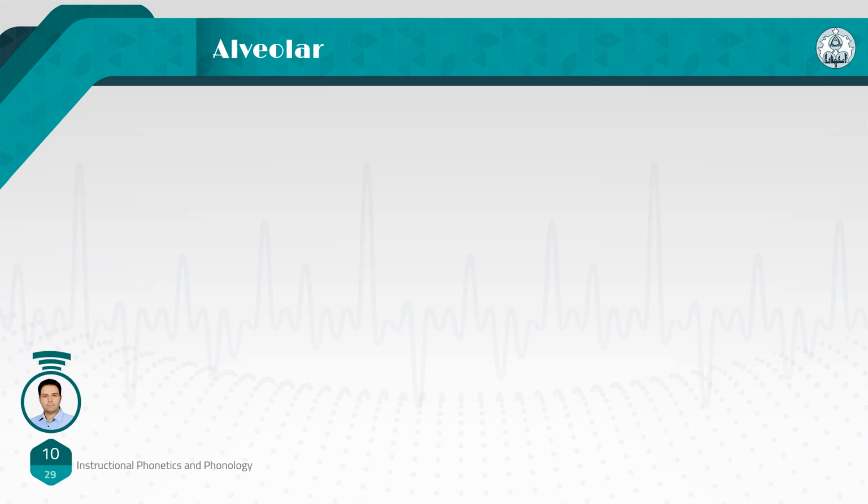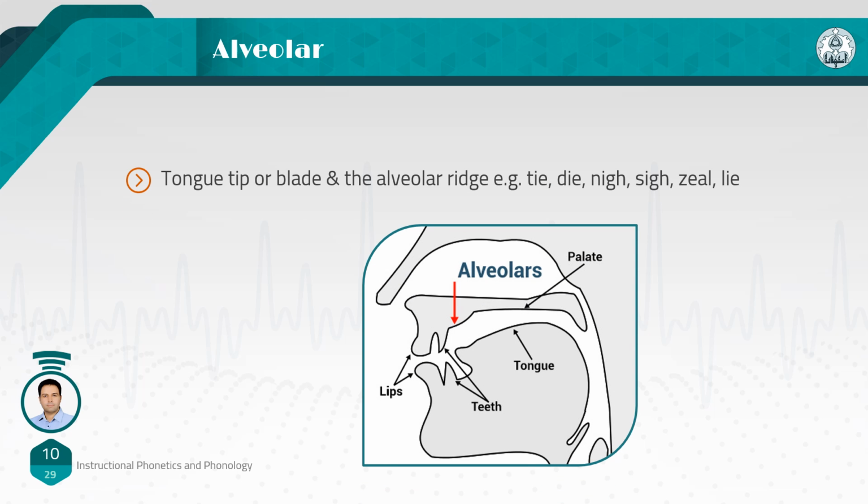Alveolar is the next place of articulation we're going to talk about. As you can see in this picture, we use tongue tip or tongue blade and the alveolar ridge. Again, there are two possibilities in English, and you should find out which you use. You may pronounce words such as tie, die, nigh, sigh, zeal, lie, using the tip of the tongue or blade of the tongue. It depends on the person. Different people use different places.